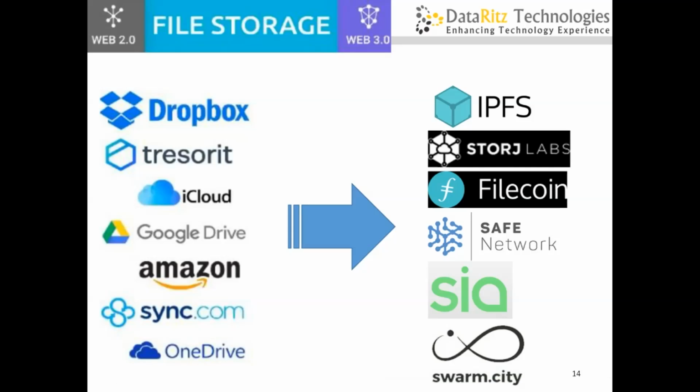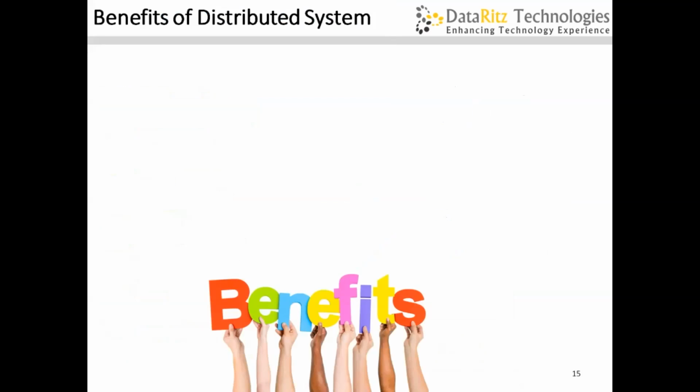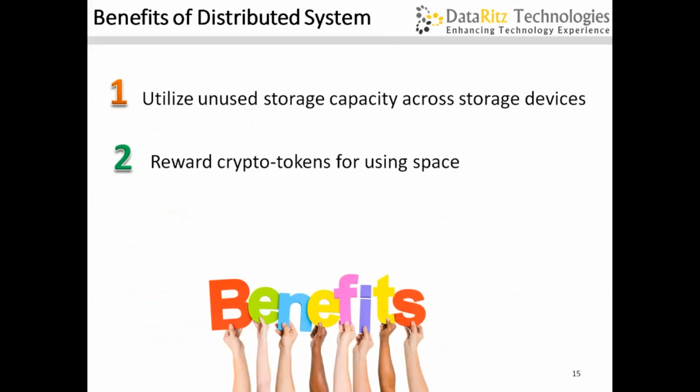Maybe you've not heard some of the names, but IPFS and Swarm are very popular ones. If you develop smart applications using Solidity or Remix, you will see those names, Swarm and IPFS. These are the places where you can put your videos and documents, and you can use them in your records. And what are the benefits of using distributed systems?